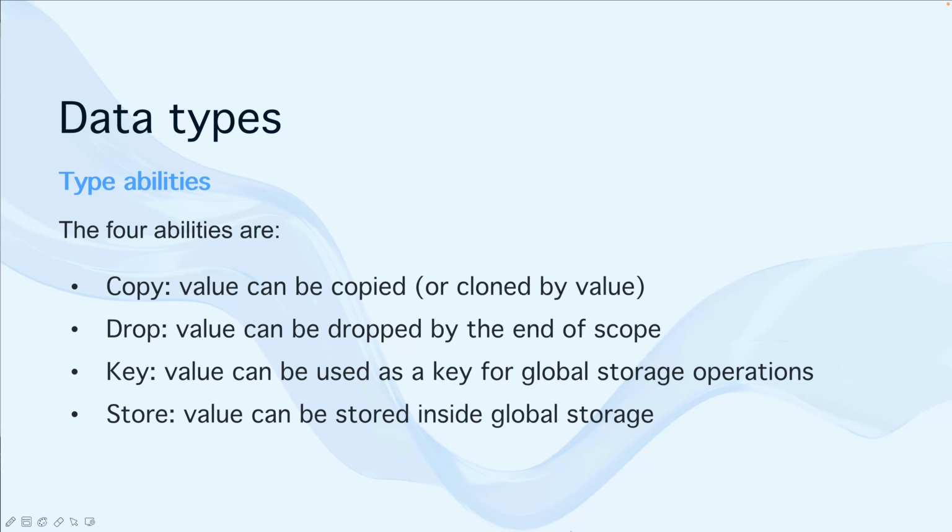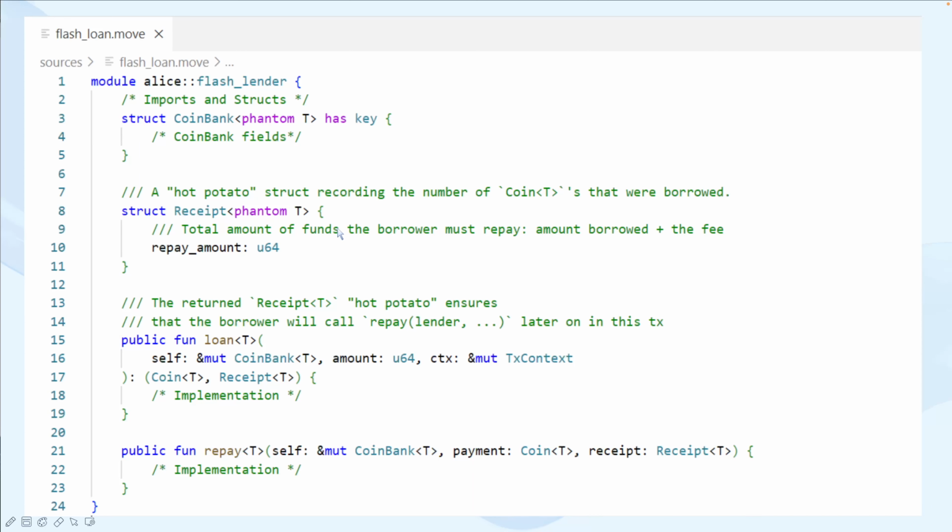Okay, but what if there is a structure that doesn't have any ability? Here is an example of it. This is a pretty magic program pattern in Move, which we call a hot potato pattern. So the structure Recipient does not have the key or store ability, so it cannot be transferred or otherwise placed in persistent storage. It also does not have the drop ability, so it cannot be discarded.